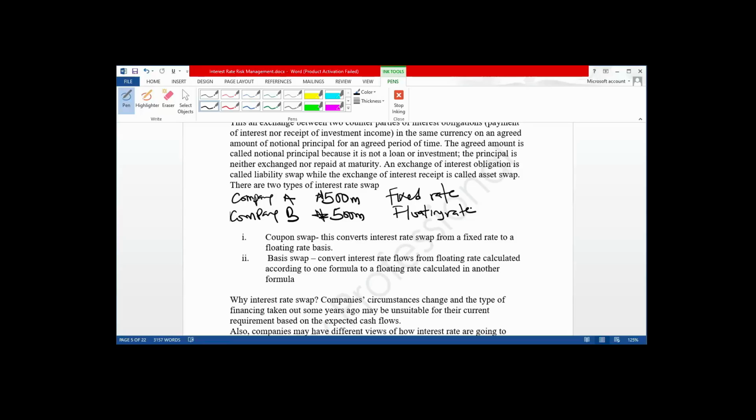But please note, they will only arrange swapping if the swapping will reduce the overall cost of borrowing for the two companies. Interest rate swap will only be agreed if there's mutual benefit to be derived by the two companies.